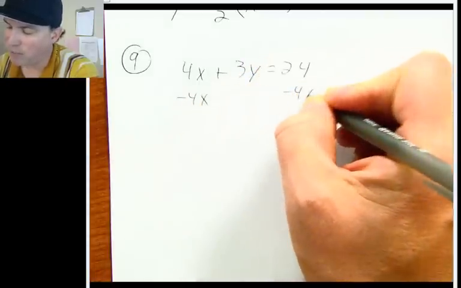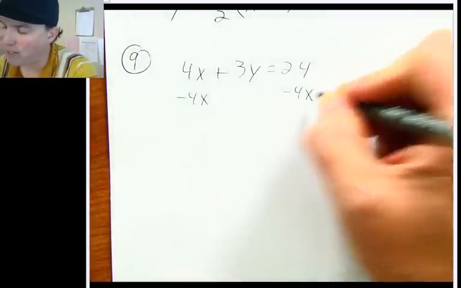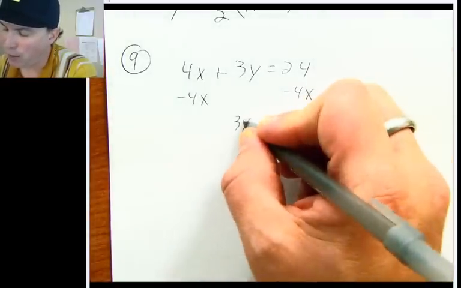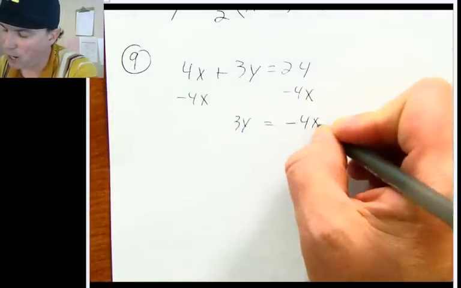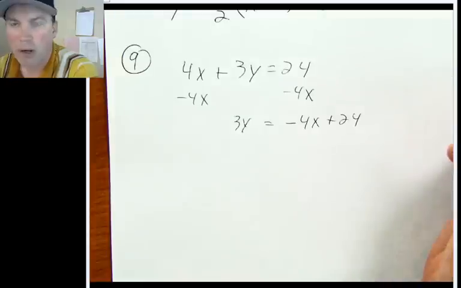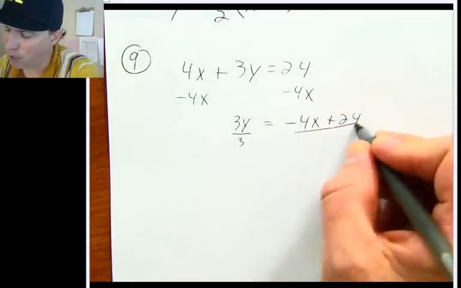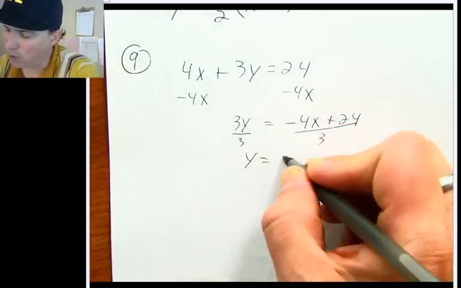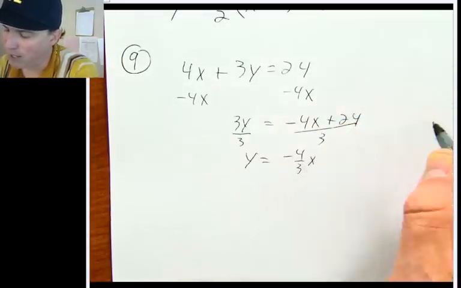I first need to solve both equations for y. I get 3y equals negative 4x plus 24. Divide both sides by the 3. And I get y equals negative 4 over 3x plus 8.